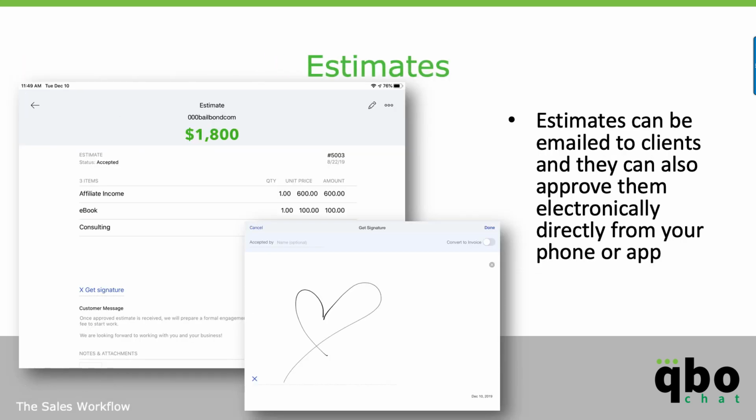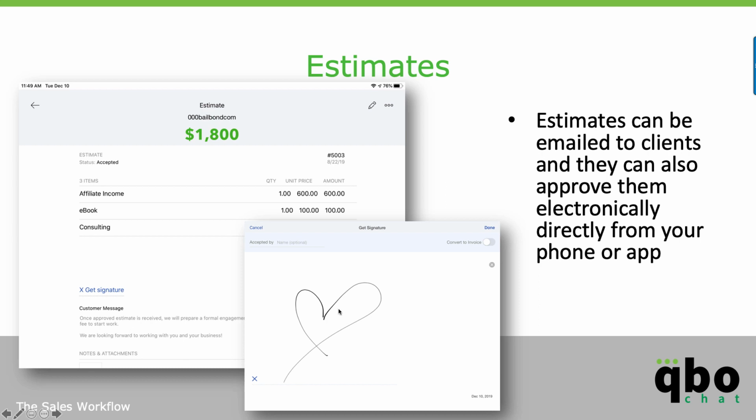One really cool thing about estimates is that if you have a mobile device, an iPhone, a mobile phone, or you're using the app on a tablet like an iPad or something, you can actually get clients to sign off on those estimates in person. Okay, so this is a screenshot from my iPad, and you can see that we have the estimate, and right here you can get signature. So if you're sitting right there, you can create this estimate and get approval right on the spot for what's going on.